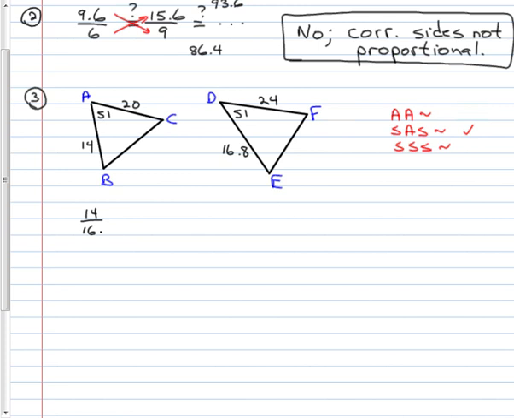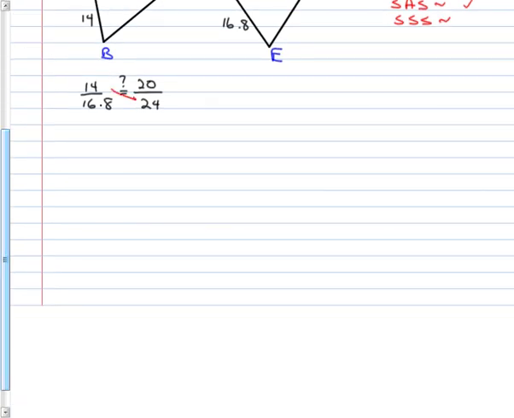14 to 16.8, is that really proportional with 20 to 24? I went left to right, 14 to 16.8, so go left to right, 20 to 24. And again, we'll do cross products, see if we have equal answers. So 14 times 24 gives us 336. And then if we do 16.8 times 20, 336. So that checks out.